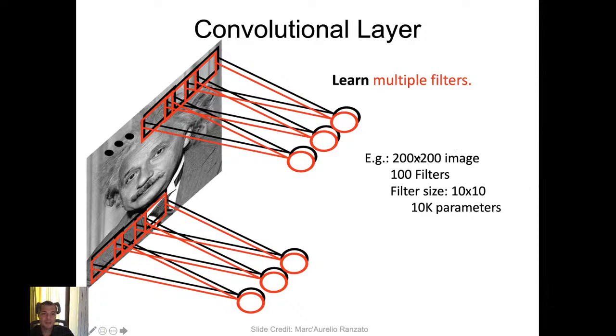So this significantly reduces the number of weights that we need to learn in a neural network layer. Remember that we started with 4 billion parameters when we had fully connected layers, and now with a convolutional layer we only have 10,000 parameters. So it's a significant reduction in the number of parameters. This is one key aspect: the efficiency of the convolutional layer.